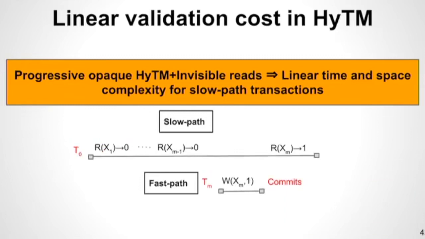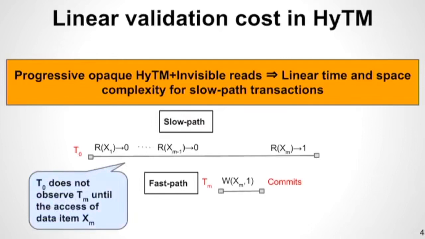Now, if you move that fast path transaction to run after the read of xm minus 1 and concurrently with xm, this read of xm will still return 1, right? Because it can't distinguish the two scenarios. So the first m minus 1 data items return the initial value. The mth data item returns this new value.